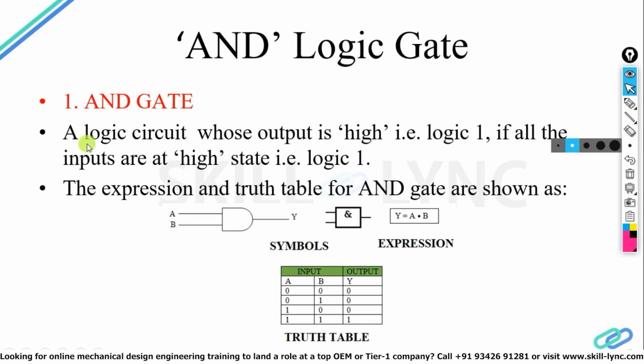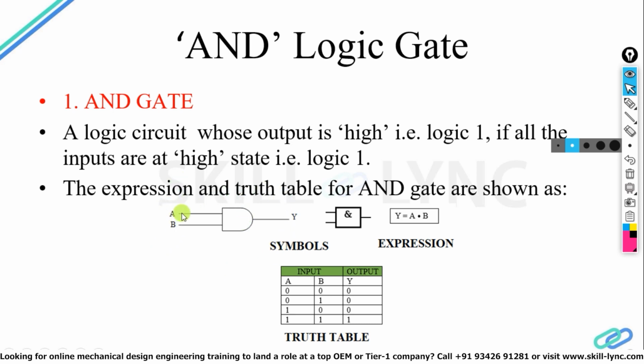Again, understand the thing: a logic circuit whose output is high, high meaning logic 1, only if all the inputs are high, otherwise it is never high. If any one input is low, it will not act as an AND gate; it acts as an AND gate only when all the inputs are high. And this is the symbol of the AND gate.